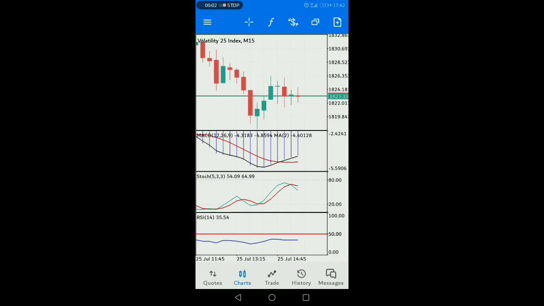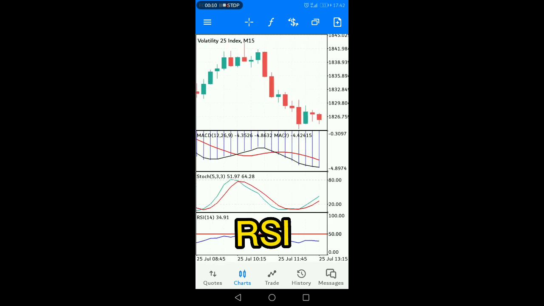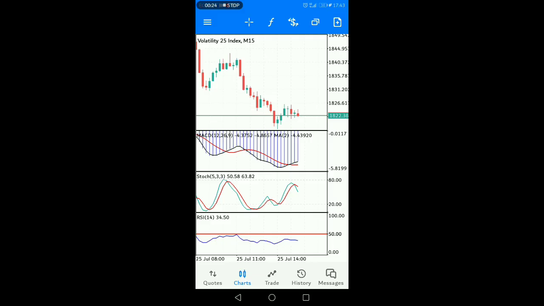So let's go ahead. This strategy uses 3 indicators. The first one is the MACD, which is on top here. The second one is the stochastic, and the third one is the RSI. So for you to make money with this strategy, here are the rules that you need to follow. Number 1 is you need to see a crossover of the MACD.